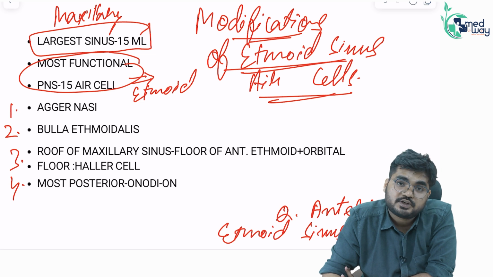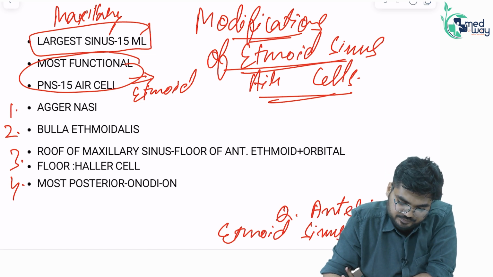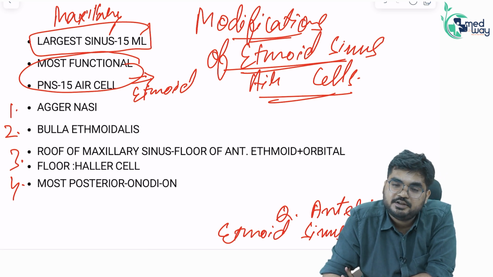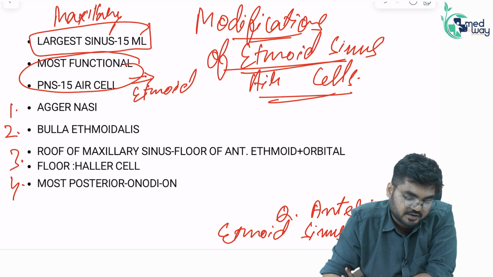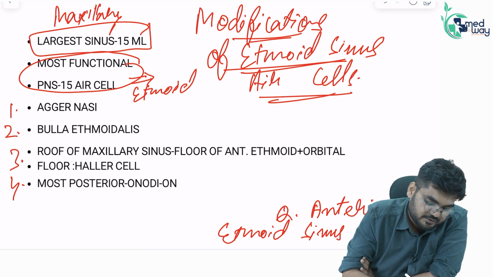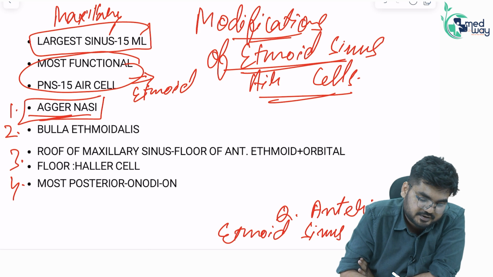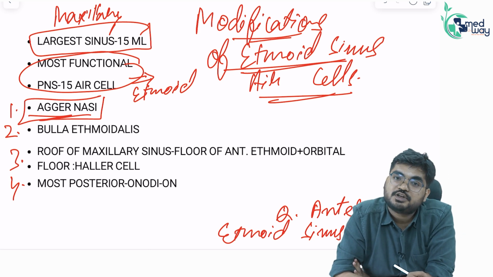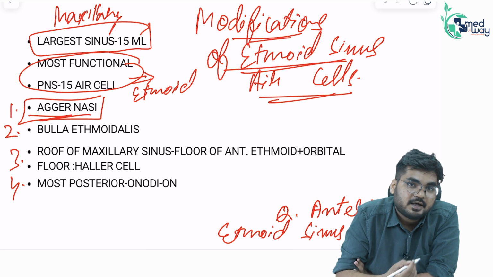Which is the anterior most ethmoid sinus air cell? The anterior most ethmoid sinus air cell is... you have to remember, it is Agger nasi. The anterior most ethmoidal air cell is basically Agger nasi. And how do I remember it?